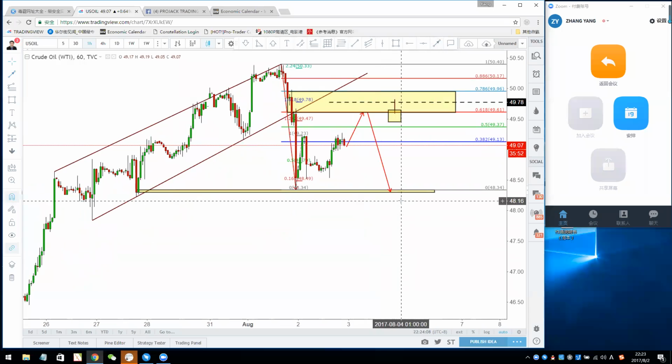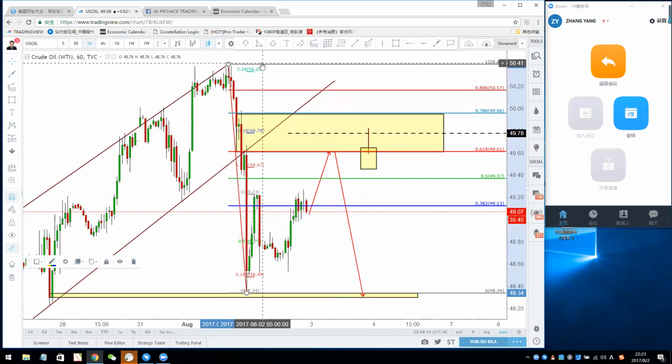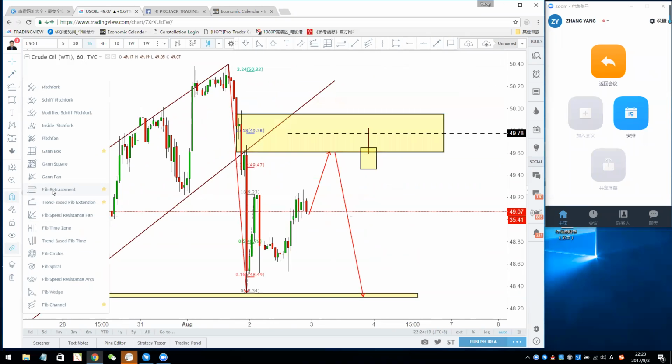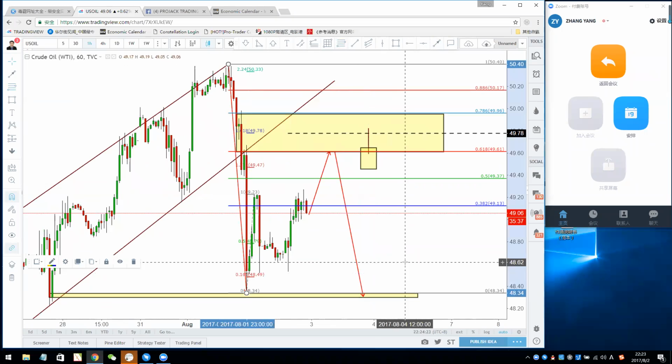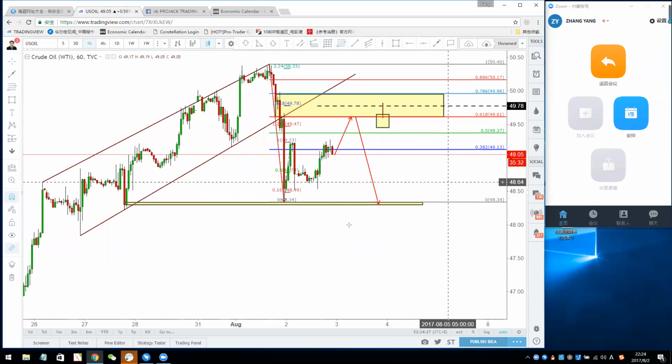Can you please explain how you draw the 618 level? Okay, very, very simple. You just need to use the Fibonacci tool. It's here, Fibonacci retracement, and draw from swing high to swing low, right? Very easy. And you can have the 618 level.